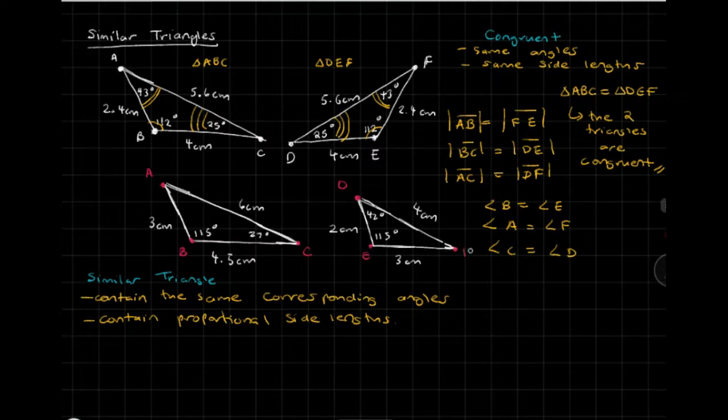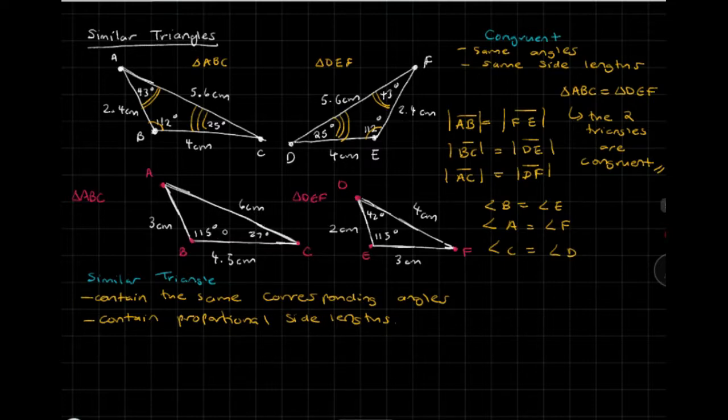So let's take a look at these two triangles, ABC and DEF. I could have changed up the letters, it doesn't matter. So this is triangle ABC, this is triangle DEF, and we want to show that these two triangles are similar. So I'm going to compare the corresponding sides and their angles. Remember that when you're comparing similar triangles, they have to have the same corresponding angles. You can see that we're missing an angle in each of these triangles.